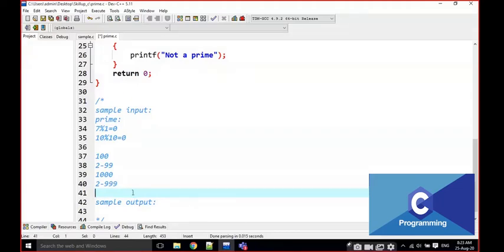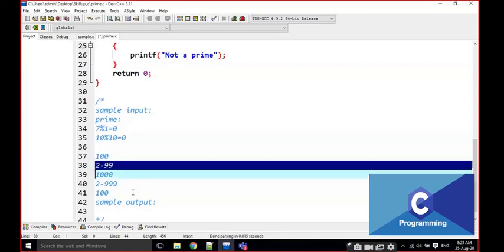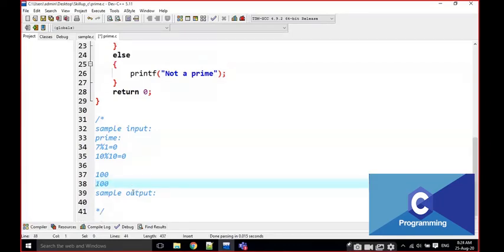But for a prime number, for example 100, it is enough to check from 2 to the square root of 100. What is the square root of 100? For example, it is going to be 10.